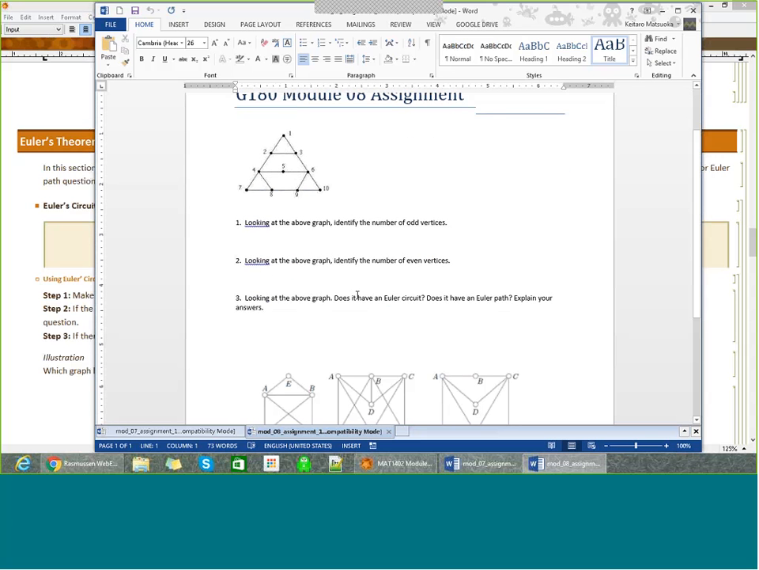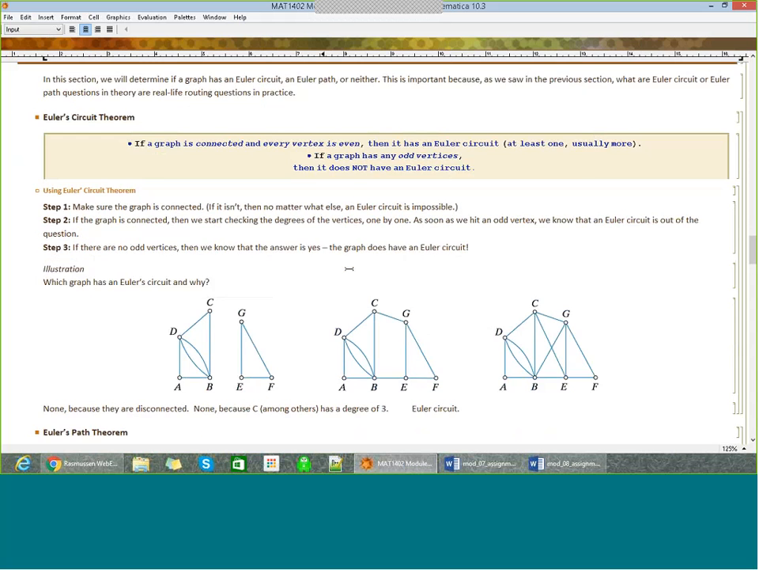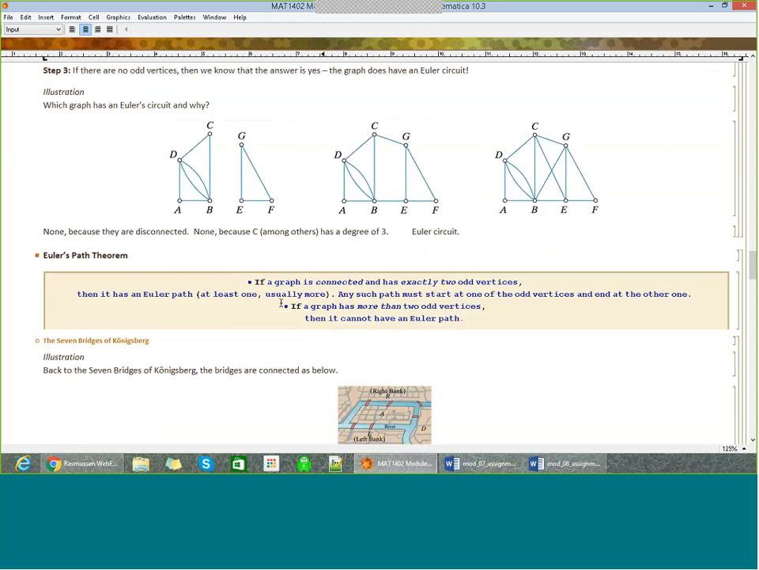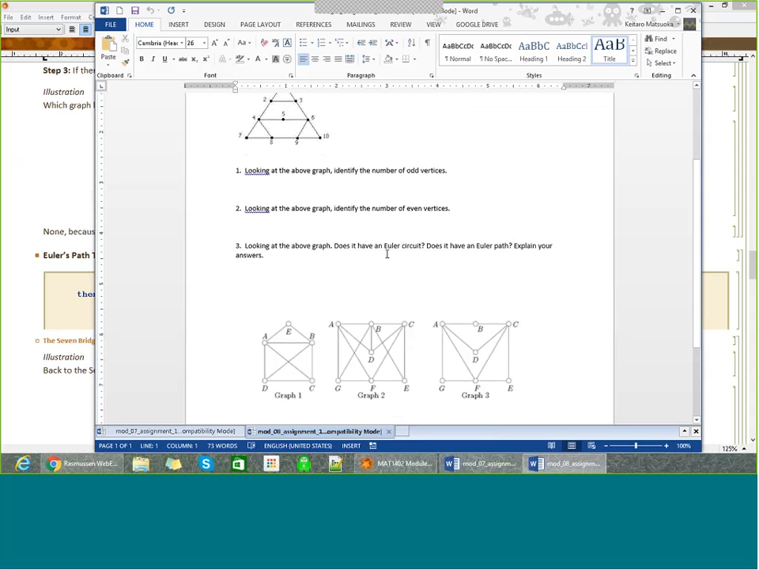And you have to decide whether it's an Euler circuit, yes or no, and Euler path, yes or no, and explain your answers. Let's say you say it's an Euler circuit, yes. You just say, according to Euler's circuit theorem, these two conditions are satisfied for the picture, therefore it's a circuit. If you determine it's an Euler path, you say because it meets the condition of exactly two odd vertices, therefore it's an Euler path. Okay, so that's how you use the theorem, and that's what I mean by explain your answers. Use a theorem to make a decision, okay?